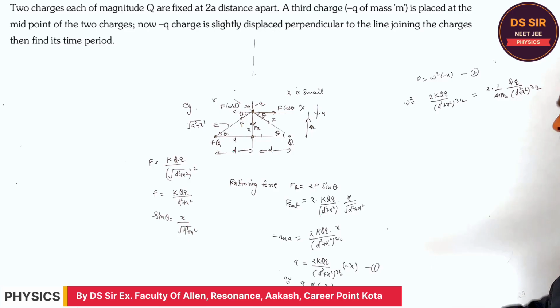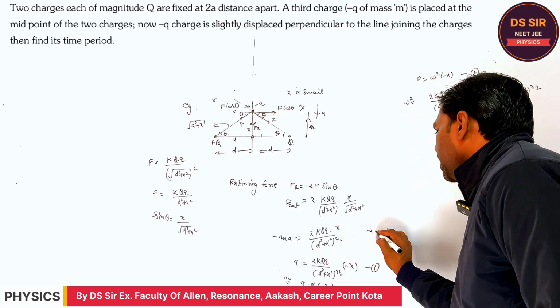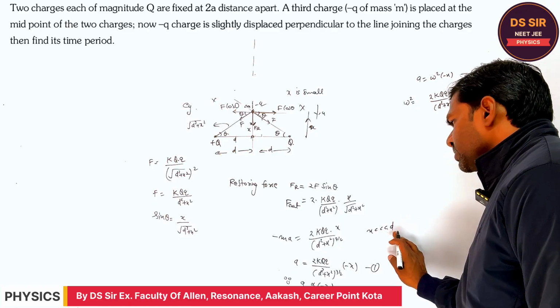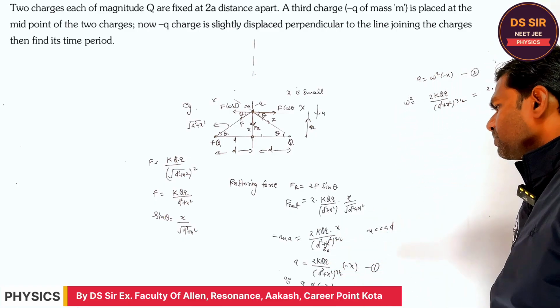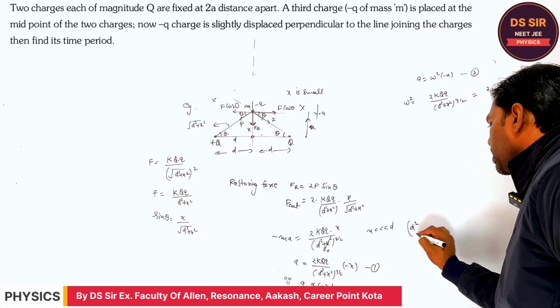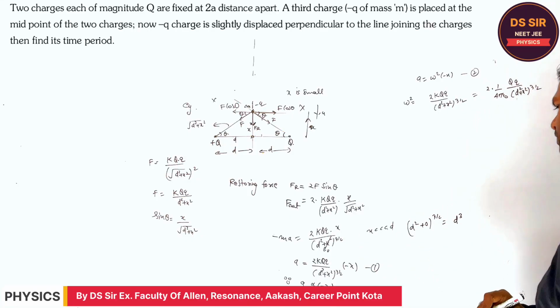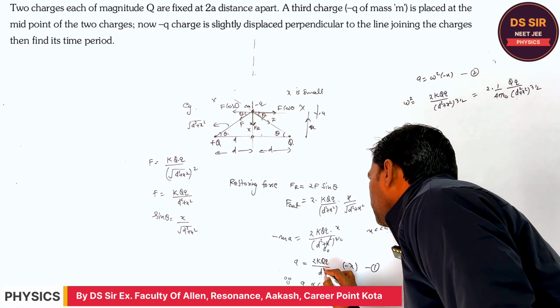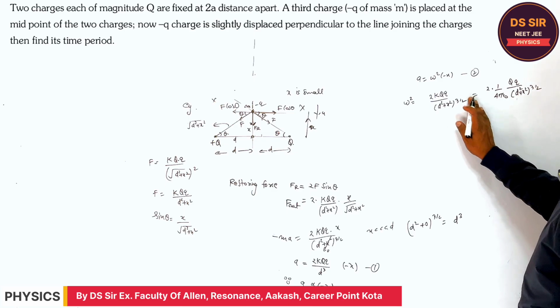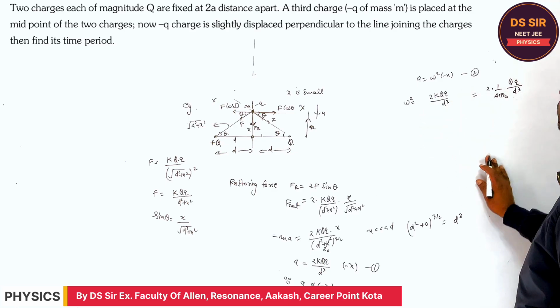Yes. Listen, one more thing. This x can be ignored, since it is less than d. So it can be ignored. When it is ignored, d square raised to the power 3 by 2 becomes equal to what? d cube. So can I write this as only d cube? Yes. So this is d cube and this is also d cube.